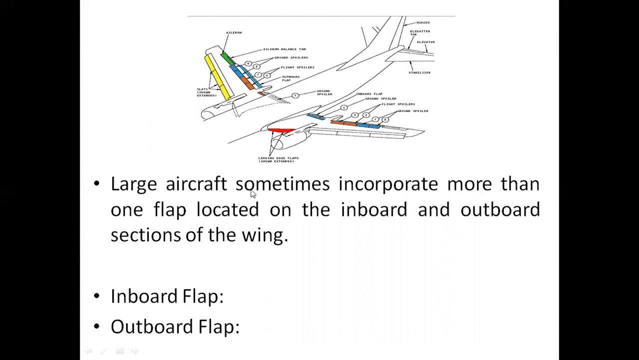Large transport category aircraft incorporate more than one flap located on the inboard and outboard sections of the wing. One is known as the inboard flap and the second is known as the outboard flap. As per need, both flaps can be extended. When both flaps are extended, we get the maximum lift. The stall speed will decrease further. Aircraft can get slower easily once both flaps are extended.